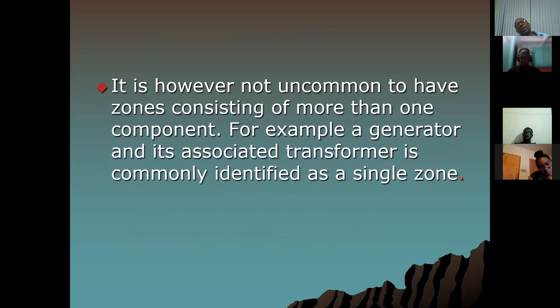We have already mentioned the fact that in many instances, you may have two pieces of equipment, like a generator and its transformer, as a single zone. So the protection will consider both pieces of equipment. It will not just look at the generator or the transformer, but as a unit, right?